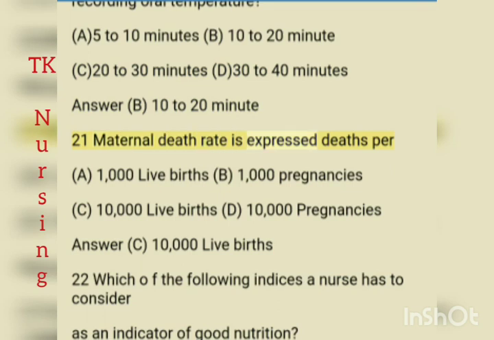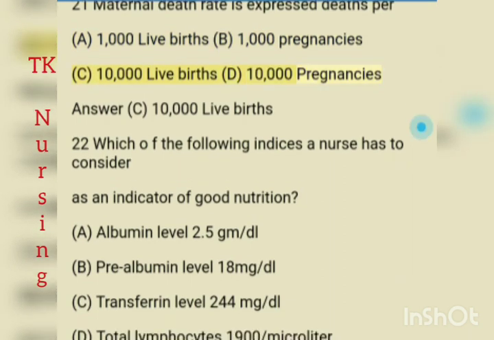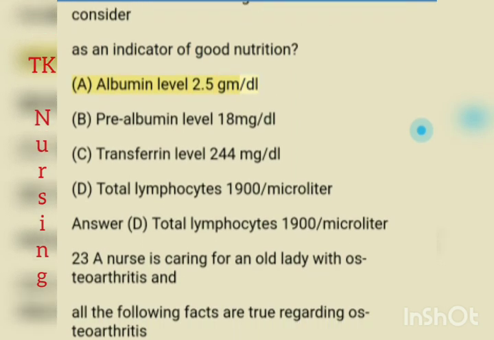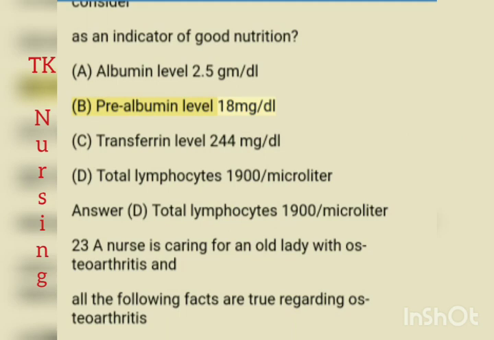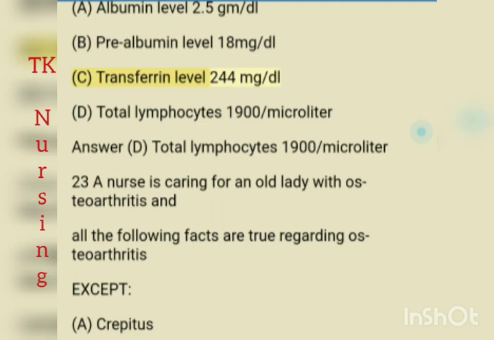21. Maternal death rate is expressed as deaths per A. 1000 live births. B. 1000 pregnancies. C. 10,000 live births. D. 10,000 pregnancies. Answer C. 10,000 live births. 22. Which of the following indices does a nurse have to consider as an indicator of good nutrition? A. Albumin level 2.5 gm per deciliter. B. Pre-albumin level 18 mg per deciliter. C. Transferrin level 244 mg per deciliter. D. Total lymphocytes 1900 per microliter. Answer D. Total lymphocytes 1900 per microliter.